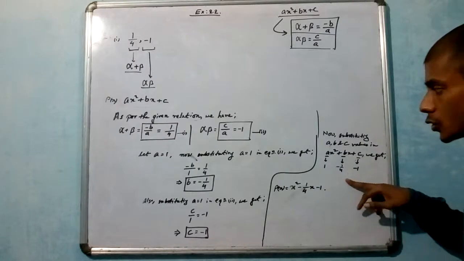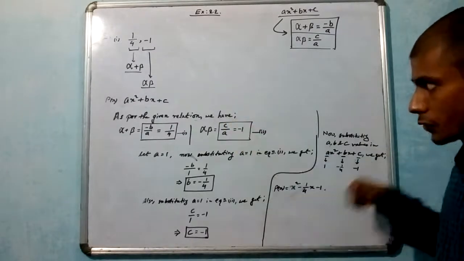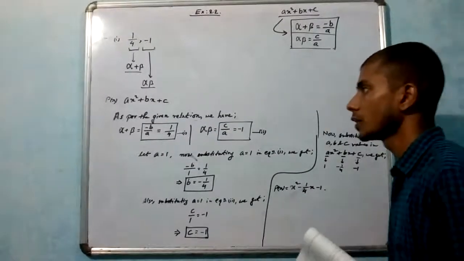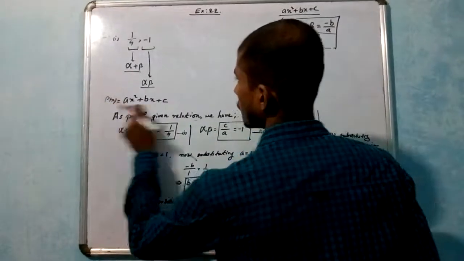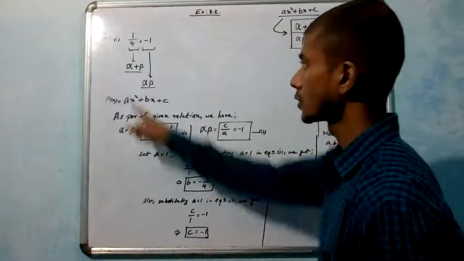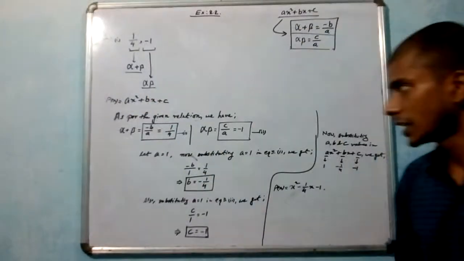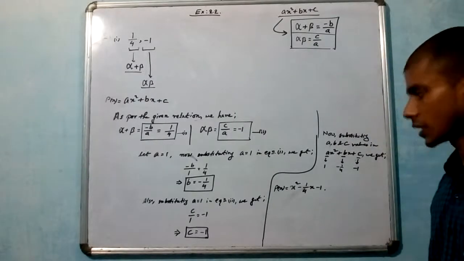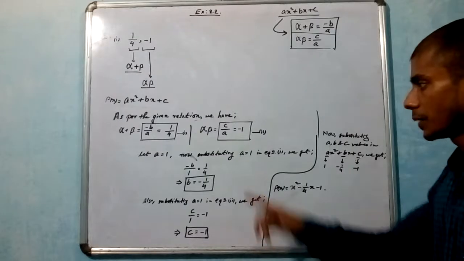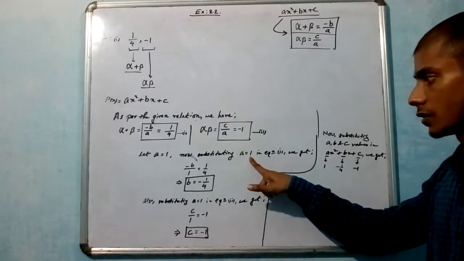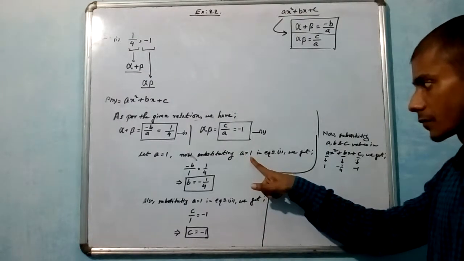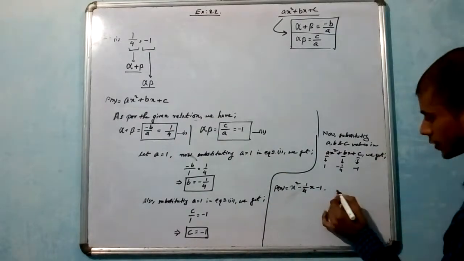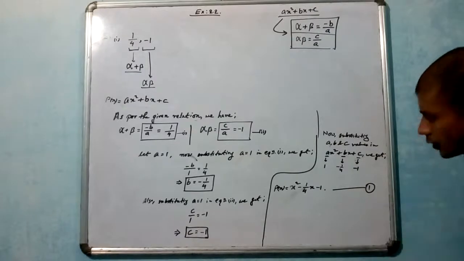So what does it mean? If this type of question comes, that get a polynomial with these values of the sum of the zeros and the product of the zeros, then there cannot be a single answer. It depends on our assumption, a. Fine? So this is one of our answers.